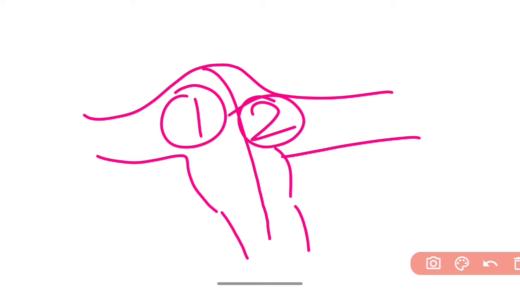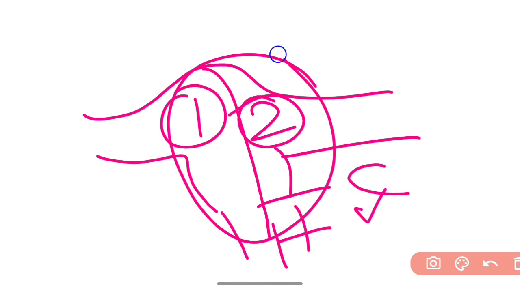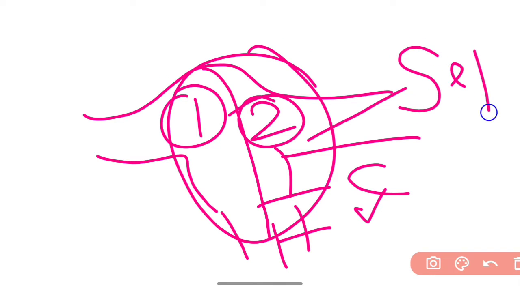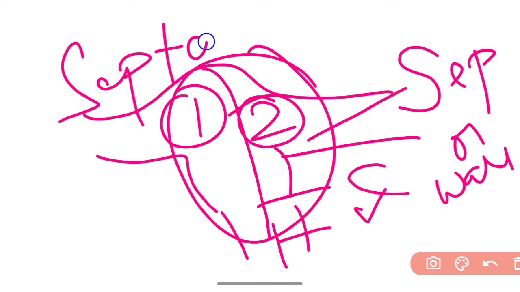And this one will extend up to the cervix, or sometimes it will extend up to the vagina also. So if septum is present, or a wall is present in between the two uterus, then it is called as what? Septate uterus.